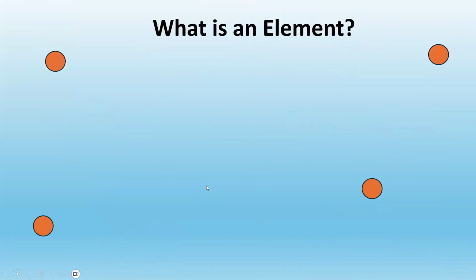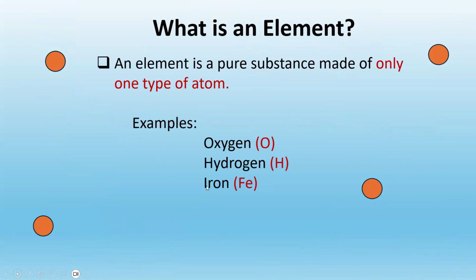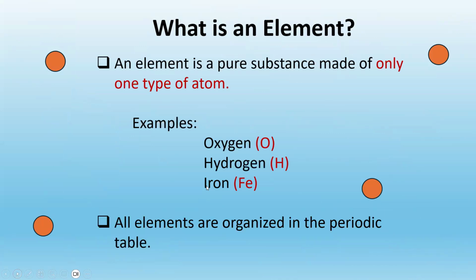First, let's understand elements. An element is a pure substance made of only one type of atom. Examples include oxygen, hydrogen, and iron. All elements are organized in the periodic table.